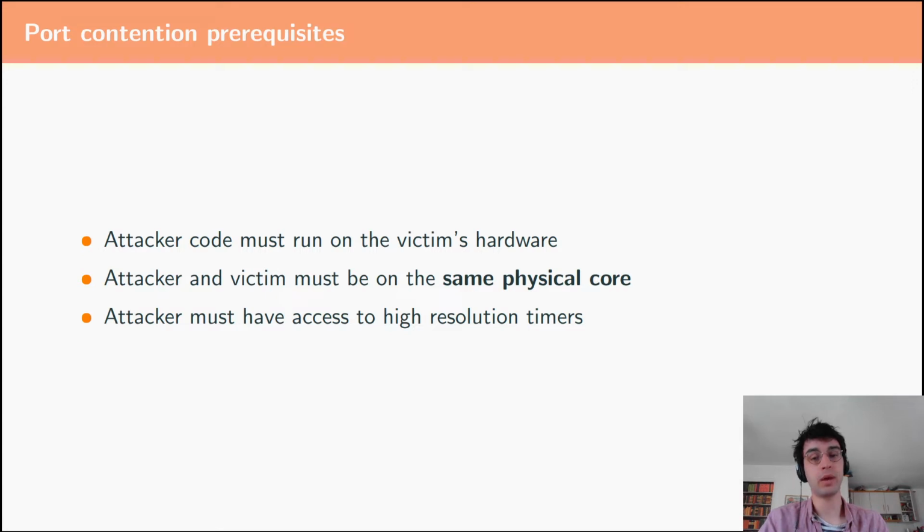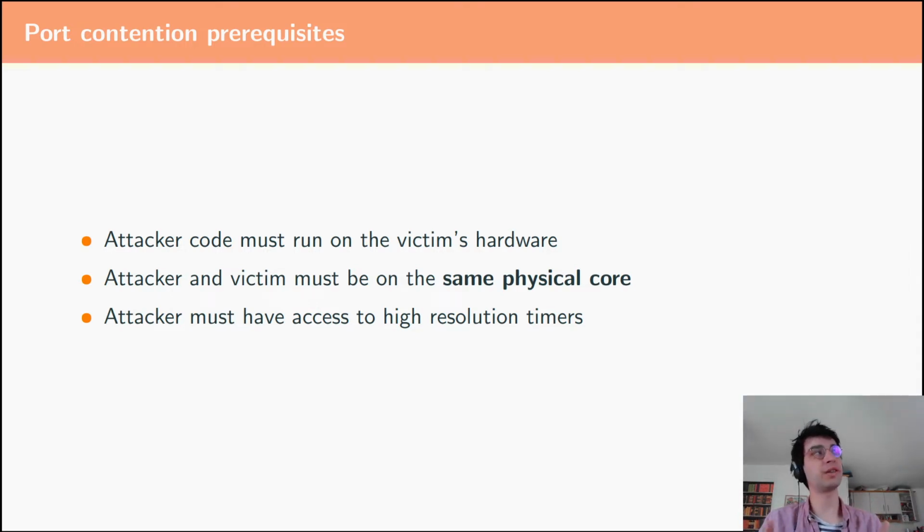If we do not have the same hardware, we cannot use it as a bottleneck to monitor the victim. But this prerequisite is even stronger in the case of port contention because the attack relies on hyperthreading. It's the same core attack. So attacker and victim must be on the same physical core, otherwise they would not share the execution pipeline, so they will not share the cores. Also, finally, the attacker must have access to high resolution timers.